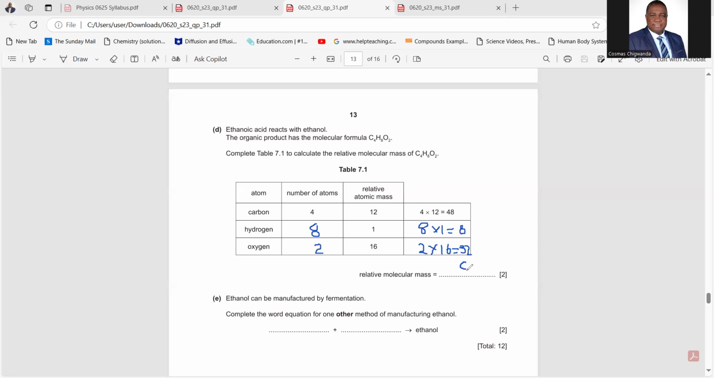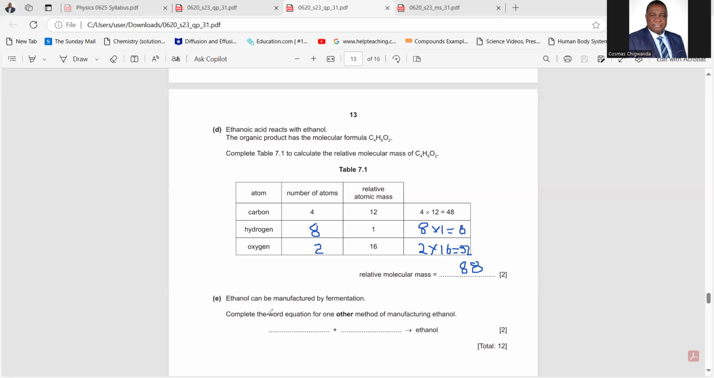So that's how you're going to get the relative molecular mass of this compound, which is C4H8O2. Okay, so that's how you complete the table, and that's how you are going to fill it so that you have the relative molecular mass of C4H8O2.